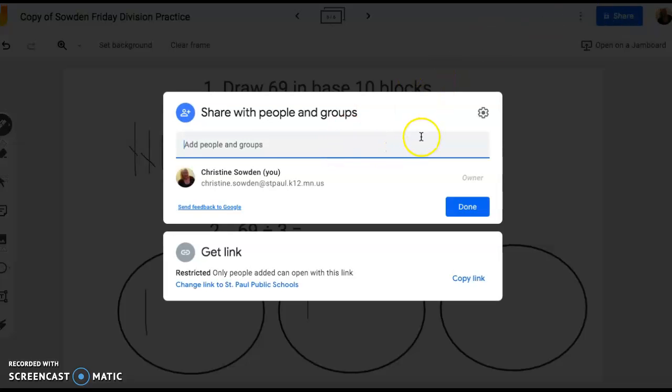You're going to click the share button. On your iPad, it's the 3 dots at the top right, and then the person with the plus sign on it. You click on that and you get this dialog box. Make sure that you share it with me.